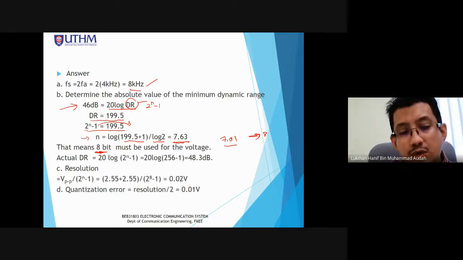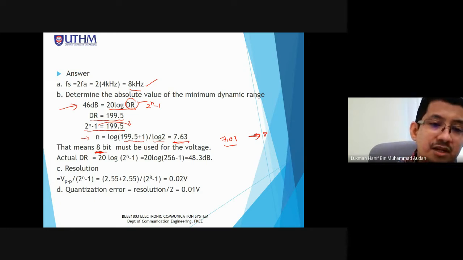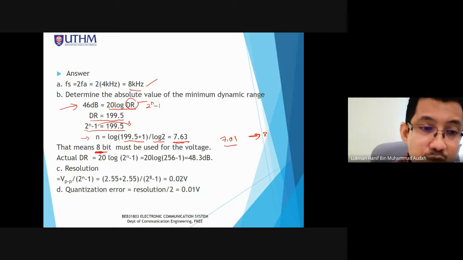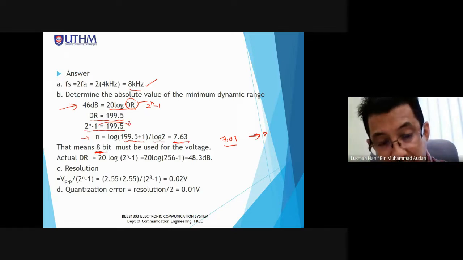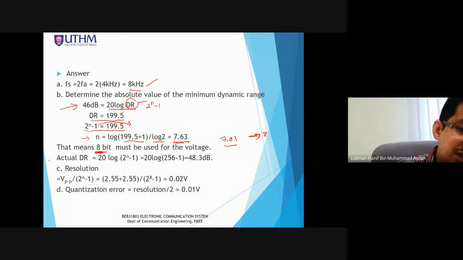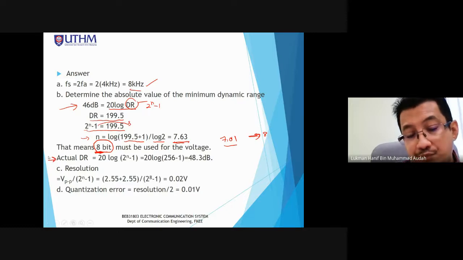Okay. So kalau kita gunakan 8 bit, maknanya kita punya dynamic range telah berubah sedikit. Tadi dia katakan minimum dynamic range adalah 46 dB. Itu kalau kita guna 7.63. But now if you want to use 8 bit, so therefore the actual, ini tambahan aja. Untuk soalan ini cukup sekadar berhenti di baris yang ini 8 bit. Tetapi example ini dia teruskan untuk DR yang baru.